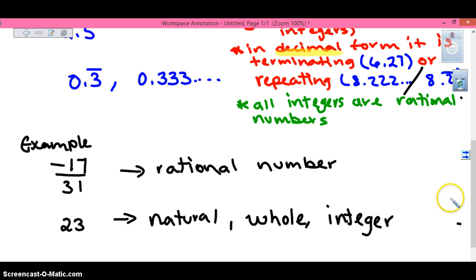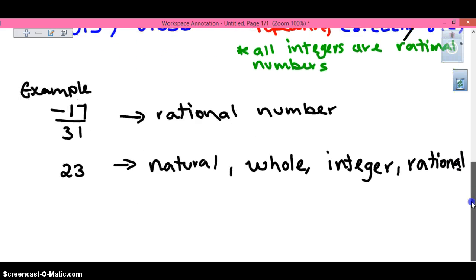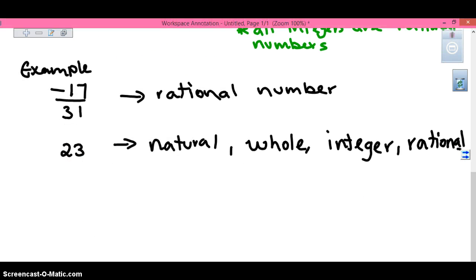Is it rational? It's rational also. It's rational because if we want to write 23 in the form a over b, we can say 23 is equal to 23 over 1. If we want to write 23 as a decimal, it means 23.0, and it's a terminating decimal. So the number 23 is natural, whole, an integer, and rational.